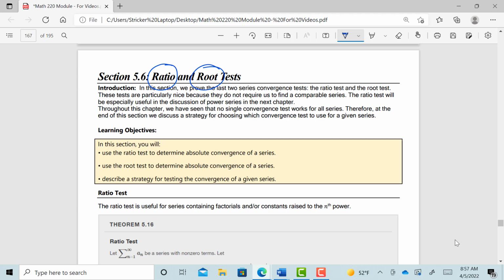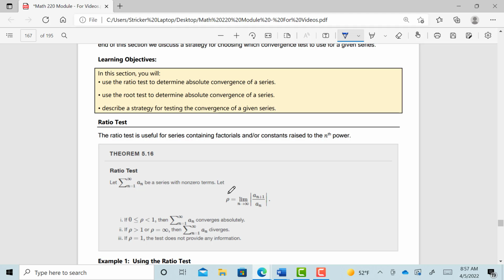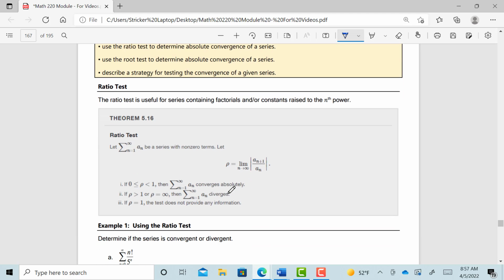So let's jump in this video to talking about the ratio test. We'll do one more video where we'll talk about the root test. So Theorem 5.16 from your text discusses the ratio test. And the first thing I want to do before we get into that theorem is say when we would typically use a ratio test. And this one's actually used quite often.